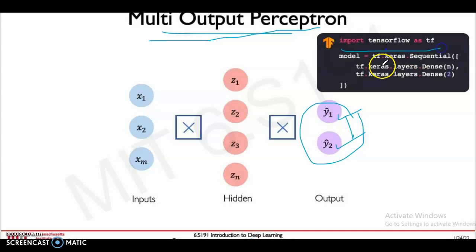Import TensorFlow as tf, model equal to tf.keras.Sequential of tf.keras.layers.Dense layer. Already you know this very well. TensorFlow Keras library, Sequential of Keras library layers. Which layer? Dense layer of n, up to n. So 2.